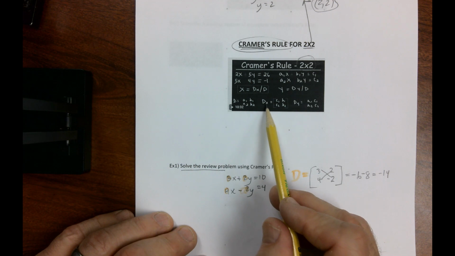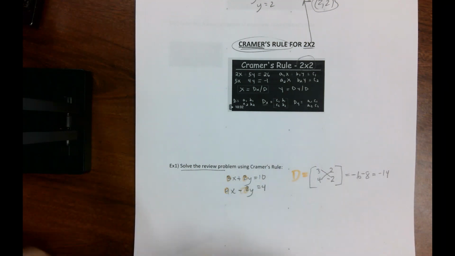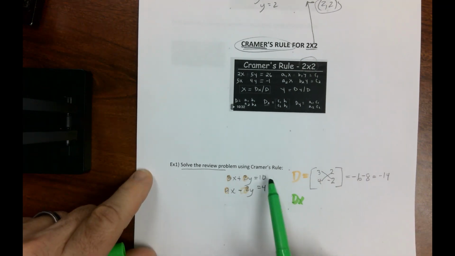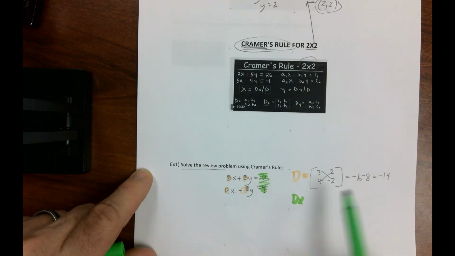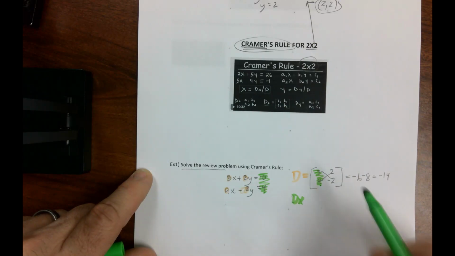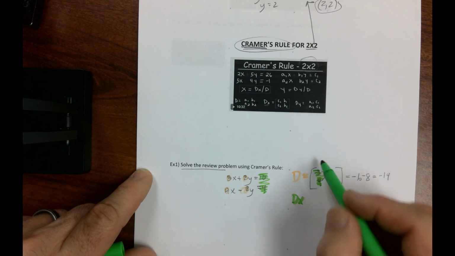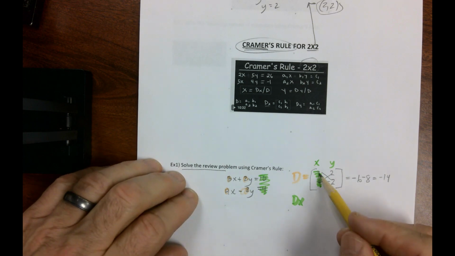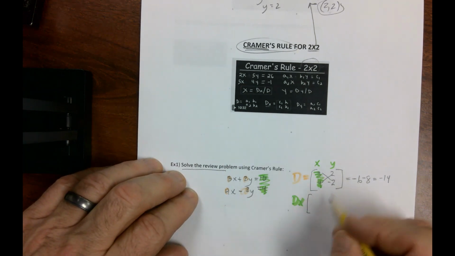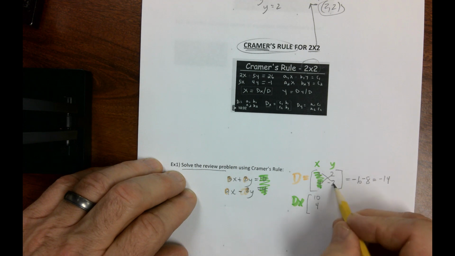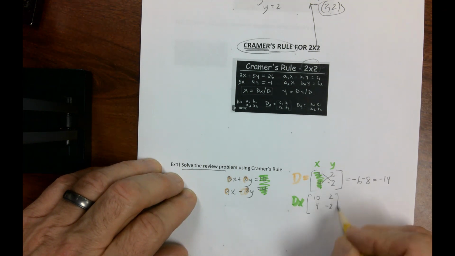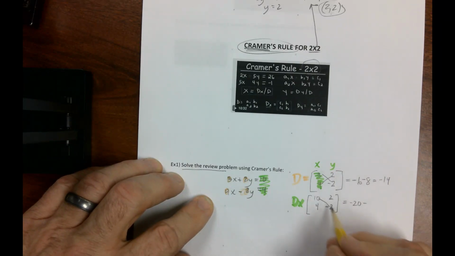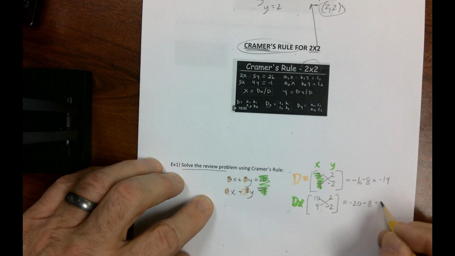Now, we're going to find D sub x. Now, I'm going to get out some colors here. So Dx means, watch this, we're going to take the constants and replace the x column. Remember the 3 and the 4 comes from my x's? So here's my x column, here's my y column. We're going to replace my x column with the constants. So 10, 4, which means don't mess with your y's. And then we do the thing, 2 by 2: negative 20 minus 8 is negative 28.